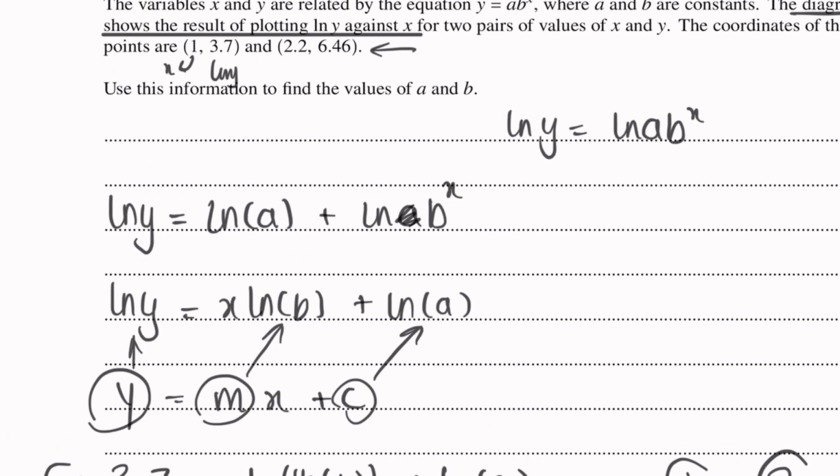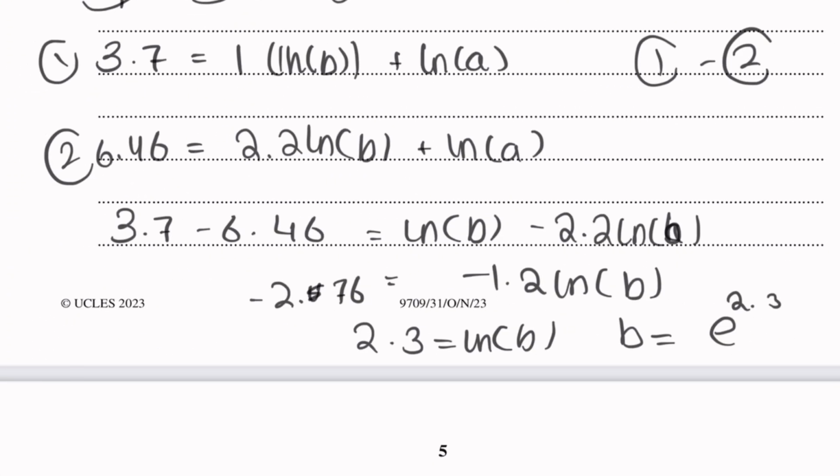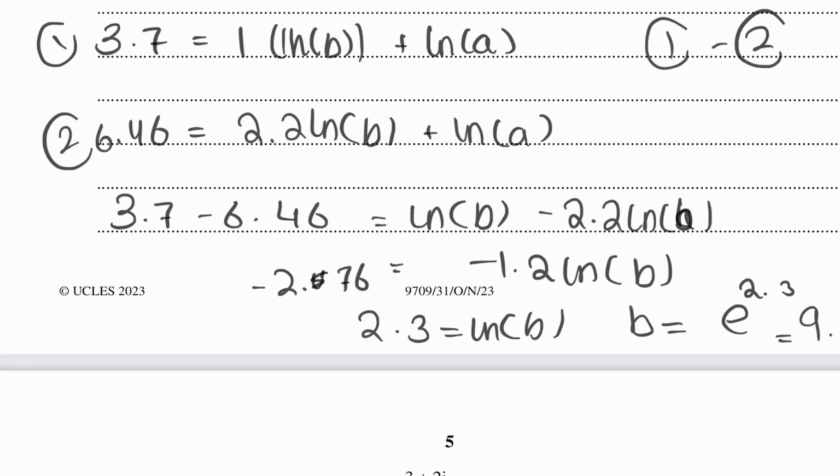And he said he wants to find the values, not the exact values, so we can just multiply this. We're going to get e to the power of 2.3 equals 9.974, which rounds to 9.97. That's the value of b.